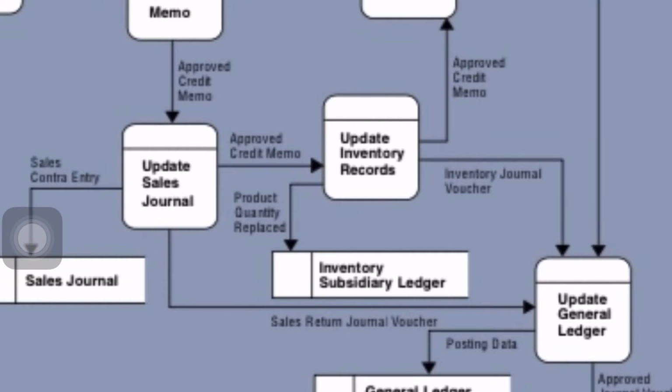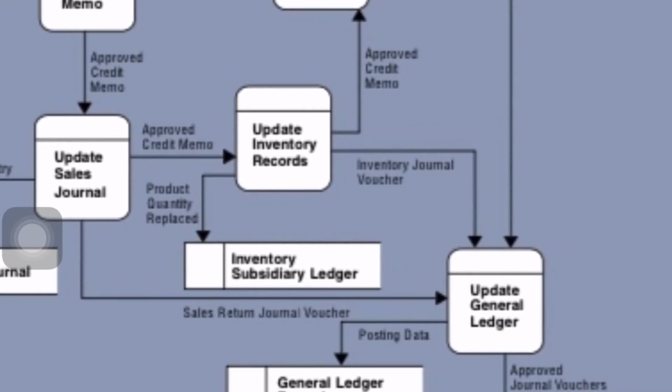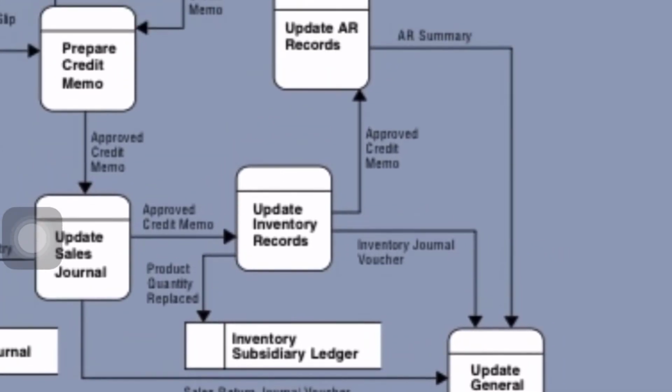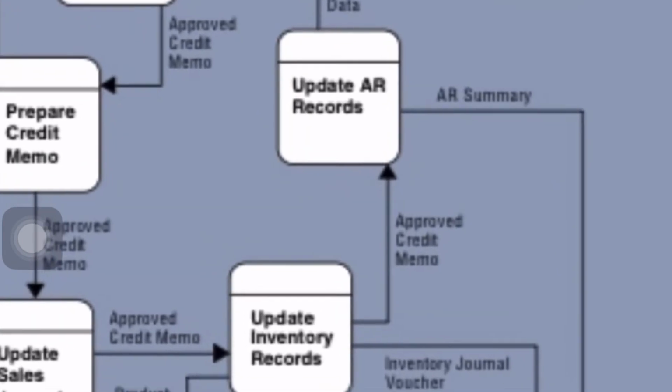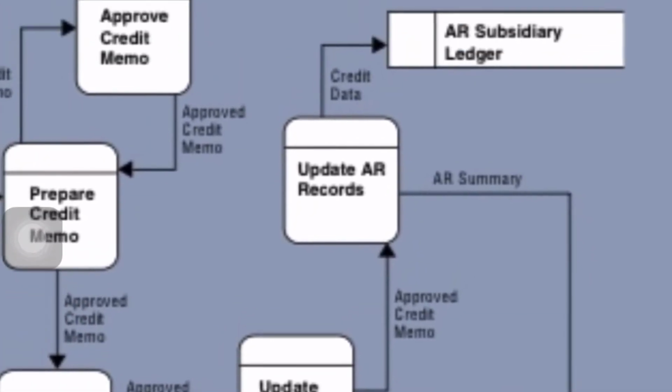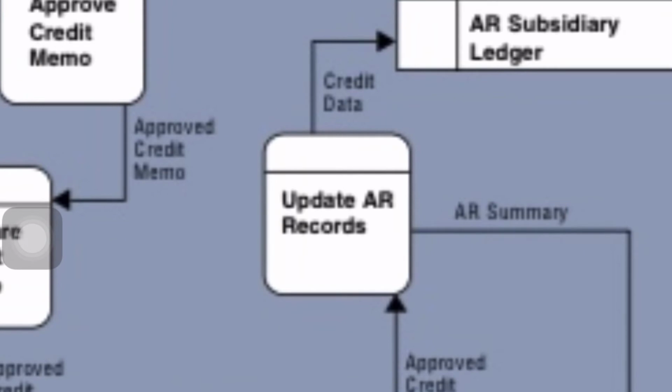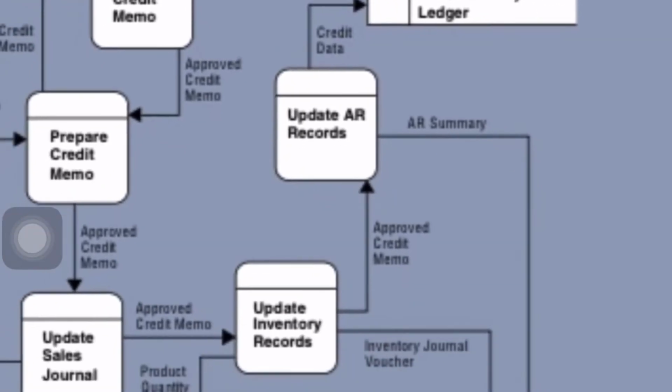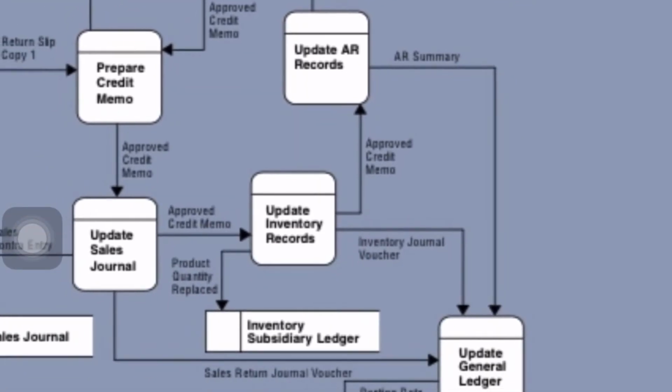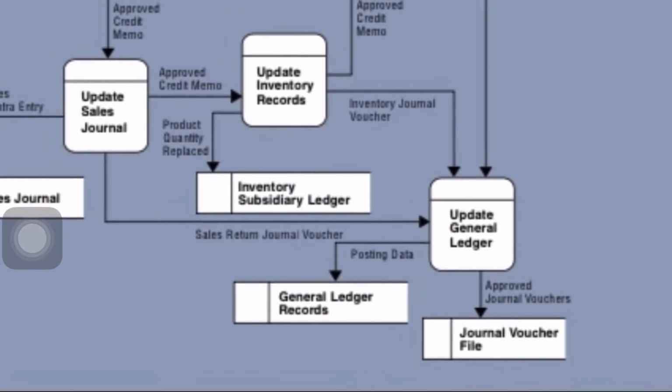The inventory control function adjusts the inventory records and forwards the credit memo to accounts receivable, where the customer's account is also adjusted. Similarly, accounts receivable submits an AR account summary to the General Ledger function, which then reconciles the figures and posts the adjustments.